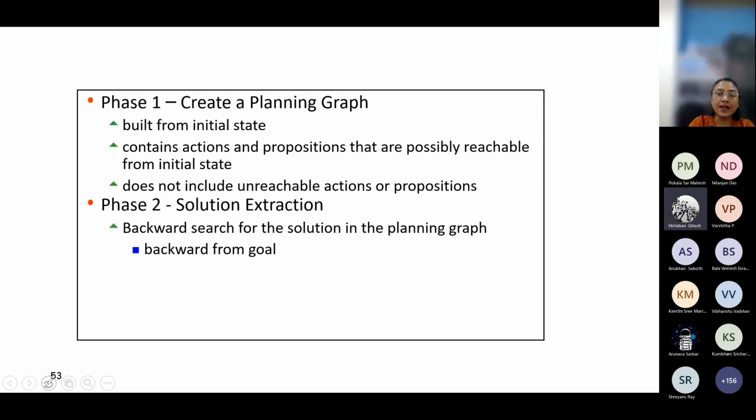The way GraphPlan works is in two phases. In the first phase, we create a planning graph. We start from the initial state, and the planning graph contains actions and propositions that are possibly reachable from the initial state. Phase 2 is the solution extraction phase, where we do a backward search from the last level and try to see if we can retrieve a plan from this graph.